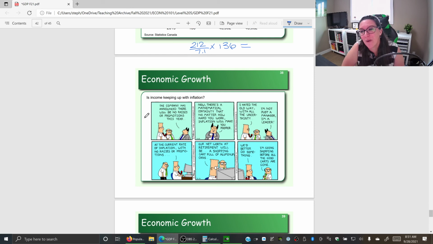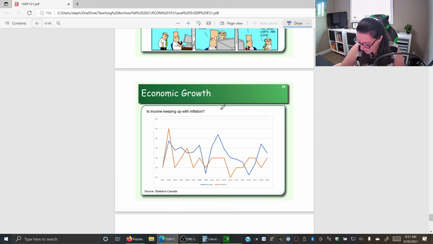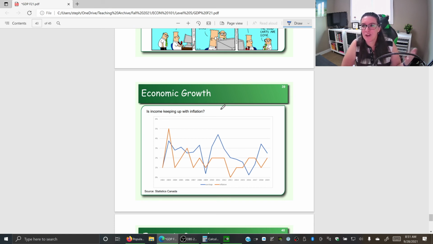So is our real income going down? Is our nominal income not increasing as much as inflation? Well, here's the data for Canada. The orange is inflation. The blue is the average earnings. And so when the blue is above the orange, then our pay increases are higher than the inflation. So nominal income goes up more than price increases. So real income is increasing. But notice how these kind of intertwine. Inflation goes up, and so the next year you get a pay raise that kind of compensates for that inflation.